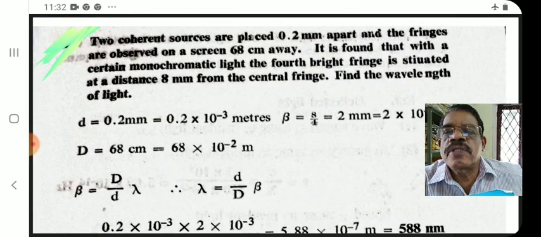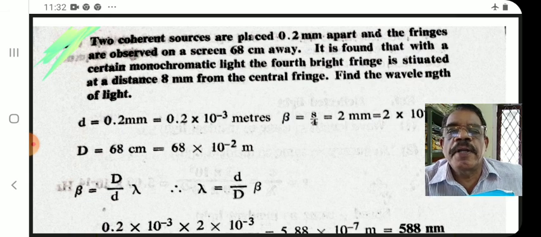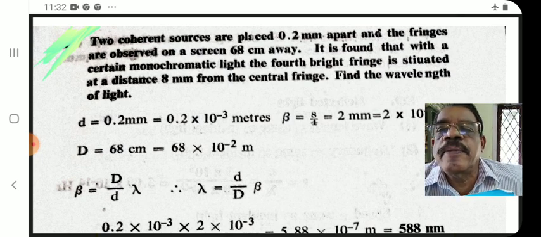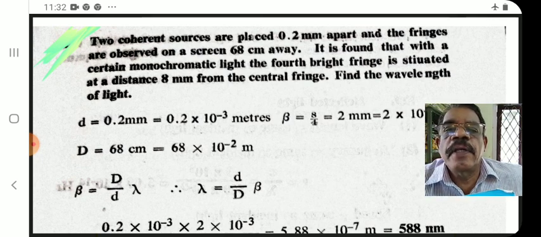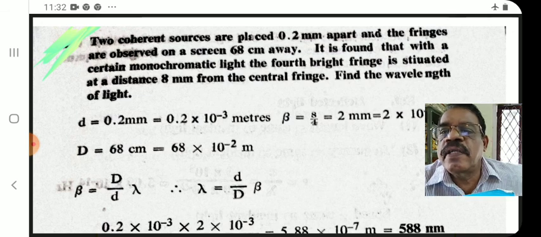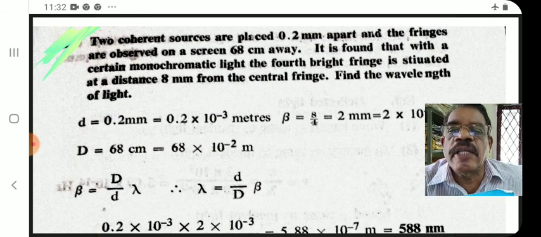Two coherent sources are placed 0.2 millimeter apart, and the fringes are observed on a screen 16 centimeter away. It is found that with a certain monochromatic light, the fourth fringe is situated at a distance of 80 millimeter from the central fringe. Find the wavelength of light.